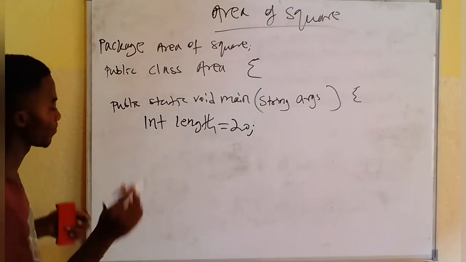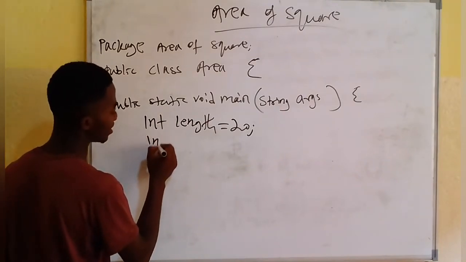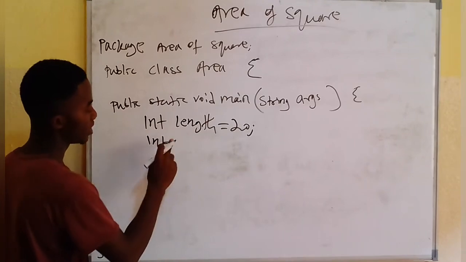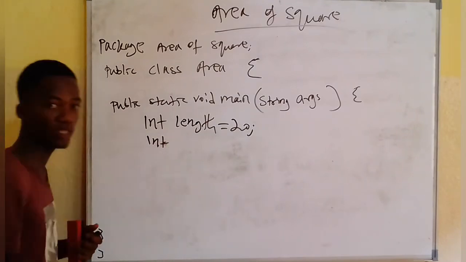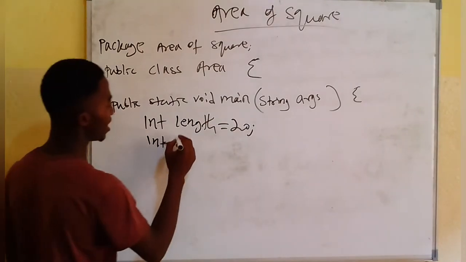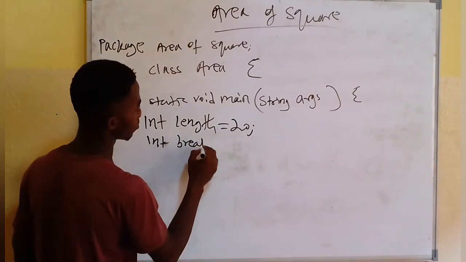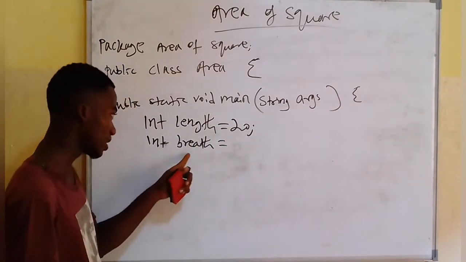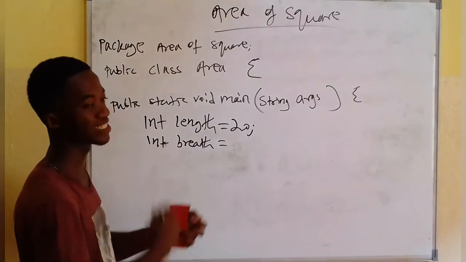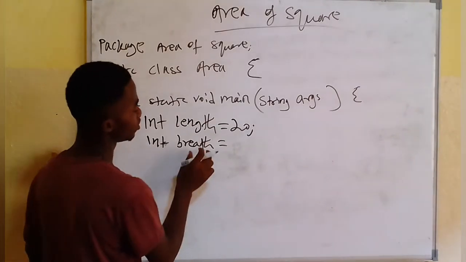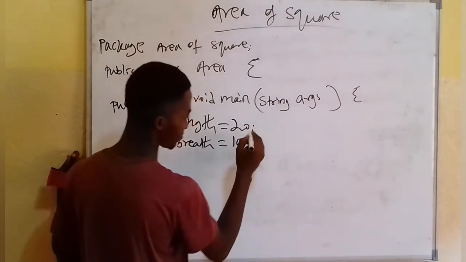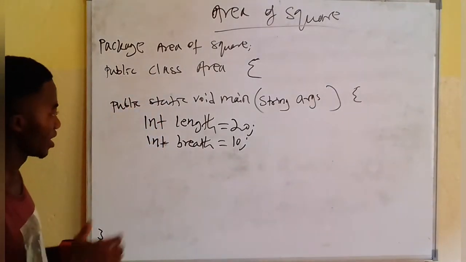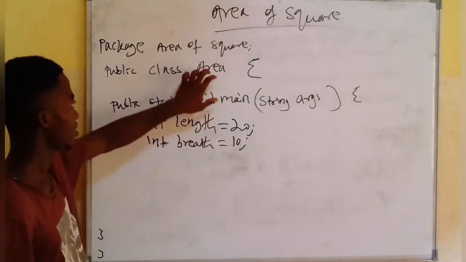Then I will say int again, as the data type, because I don't need my answer to be in decimal points. So I'll say again, breadth. This is a variable again, and this is the data type. Then I will assign again a value to this variable. Let me say 10.